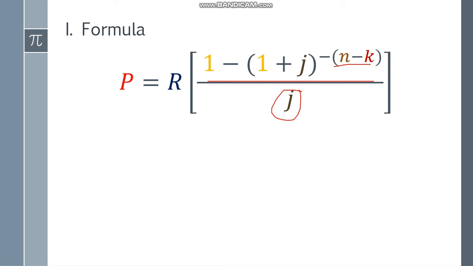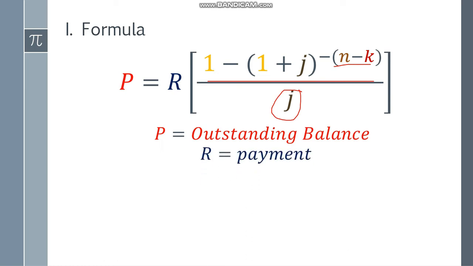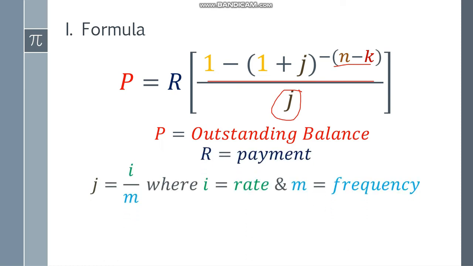Now, what are these variables? P will be the outstanding balance, R will be the payment, and J will be I over M, where I will be the rate, like 5%, 10%, and so on. M will be the frequency. I will discuss it later after this slide.